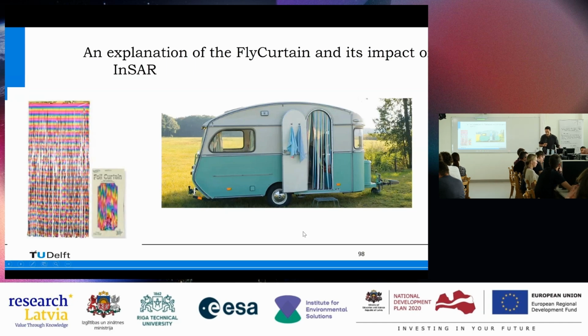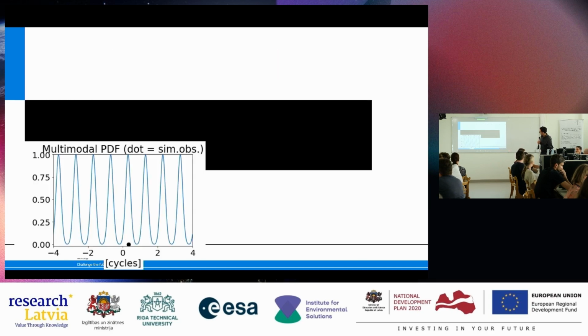Okay, so for those of you who are interested, here's another little story, and this is about the fly curtain. You know, if you have a caravan, you have these strips that hang in front of the door to keep the flies out, right? And usually they have this very nice colored pattern. I call this the fly curtain because it's very useful in our analysis of data.